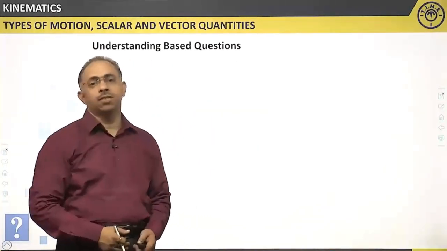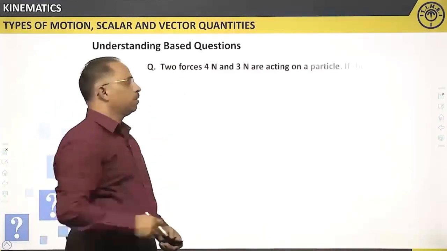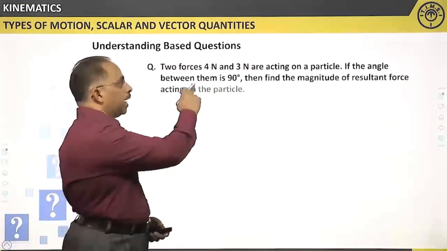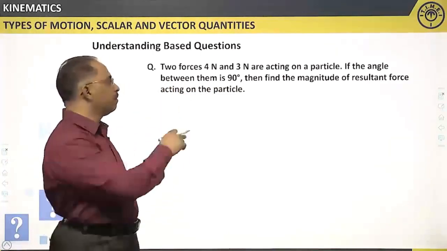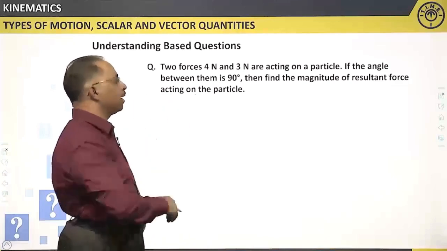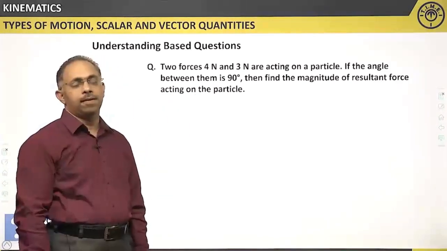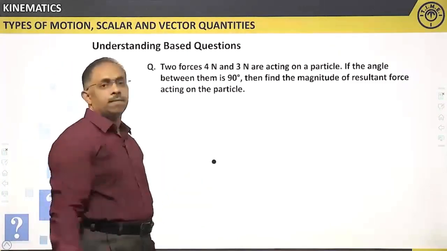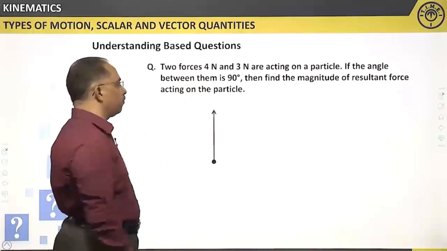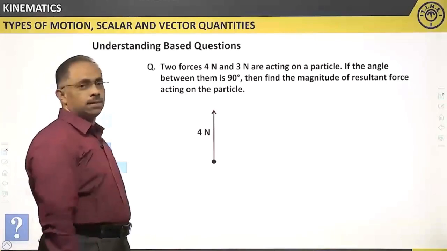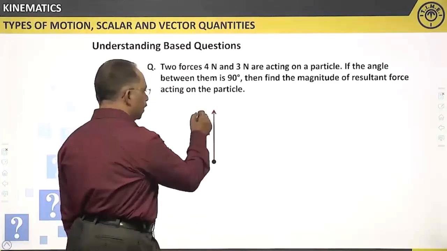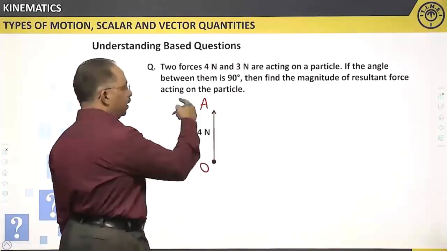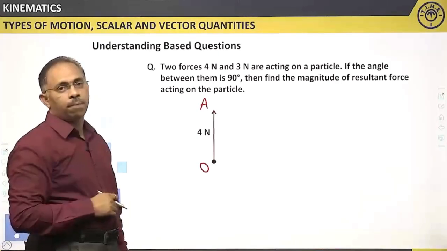Let us see the next question on the screen. Two forces, 4 Newton and 3 Newton, are acting on a particle. If the angle between them is 90 degrees, then find the magnitude of the resultant force acting on the particle. So, let us consider one particle over here, and say there is a 4 Newton force acting in one direction. Let me say this is O and this is A. OA represents 4 Newton.